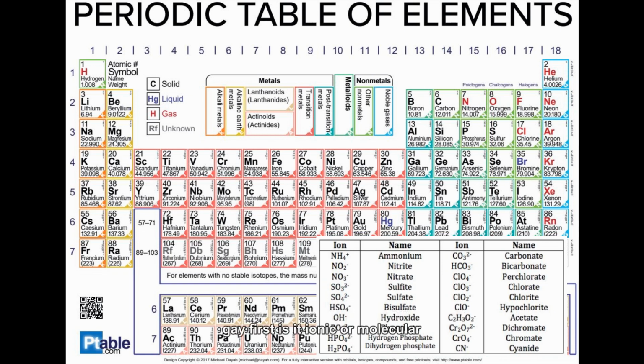Okay. First, is it ionic or molecular? Ionic. No, rewind. Molecular. Remember the rule. If it has a metal, it's ionic. So you look, carbon is here, oxygen is here. Are either of those metals? No. So, I said molecular at the start.